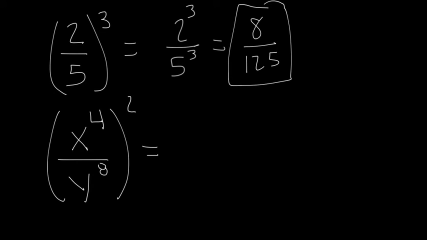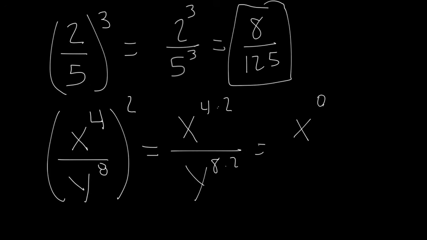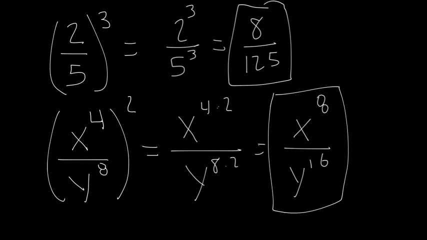All right, the next one, we're going to simplify it by multiplying those exponents. 4 times 2 over y 8 times 2, which would give you x to the 8th over y to the 16th, which cannot be simplified any further. I know it's very tempting when you see this 8 and this 16 to do something with them, and to see the division here, but these are different bases, so you cannot subtract those exponents. There's nothing you can do with this to simplify it any further. This is the final answer.